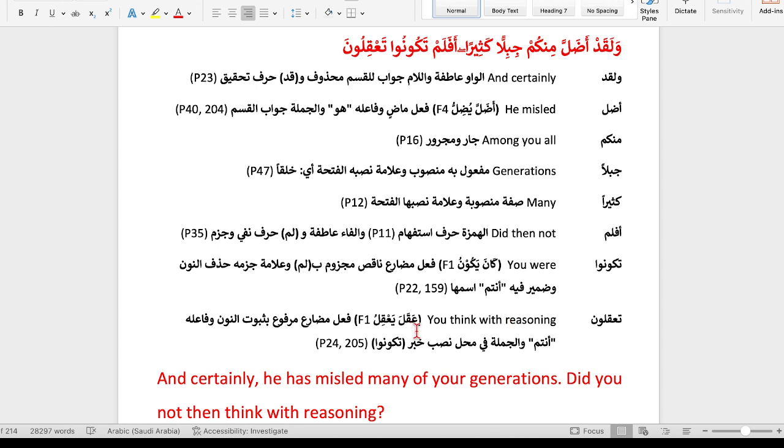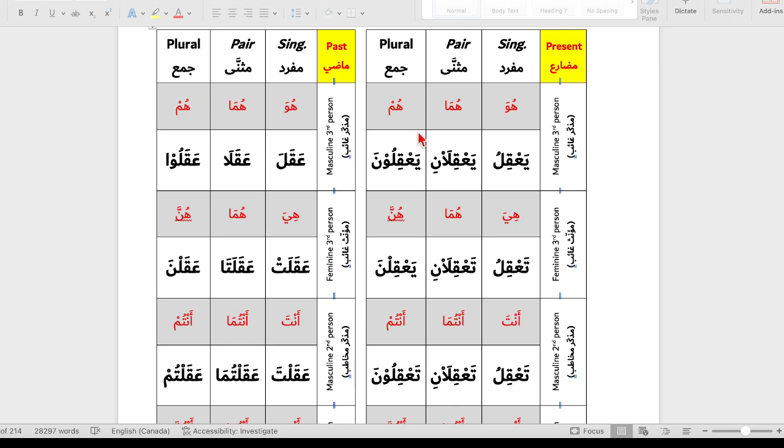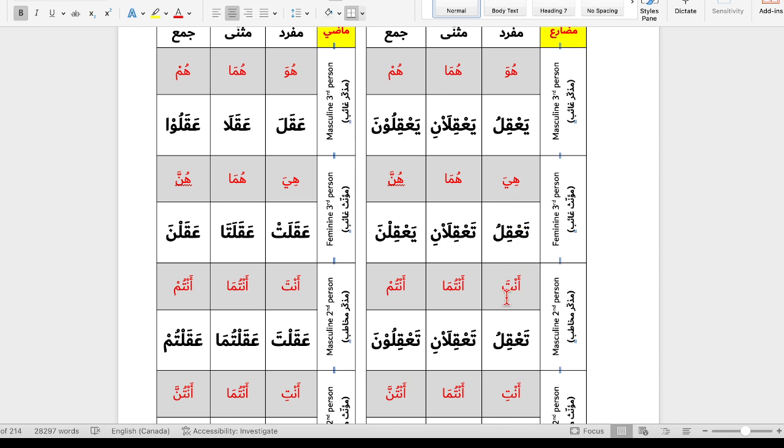Takiluna. Again another verb is coming from akala yakilu. So huwa yakilu, huma yakilani, hum yakiluna, anta takilu, antuma takilani, antum takiluna. This is on page 205. So you see here takilu, takilani, takiluna. So for antum, akala yakilu changes to takiluna.